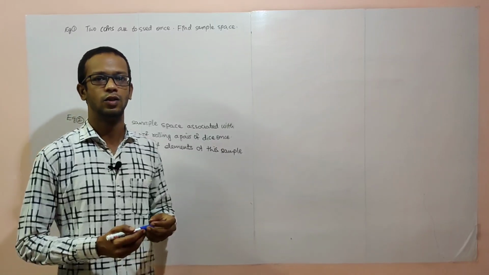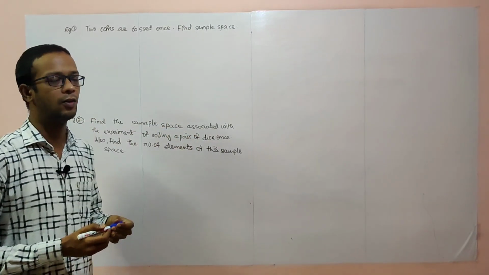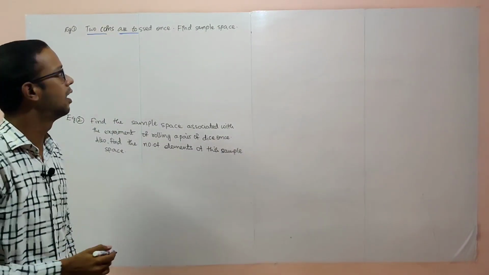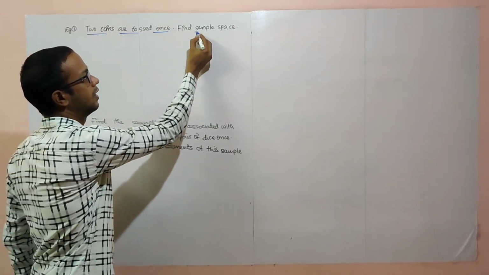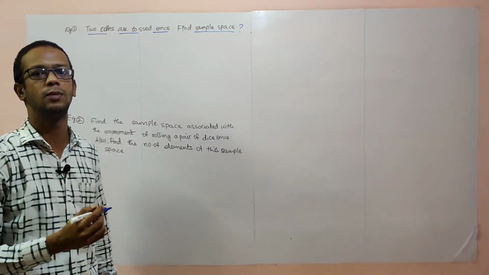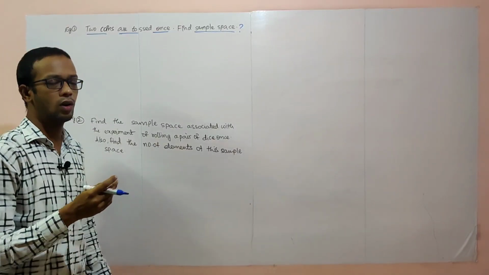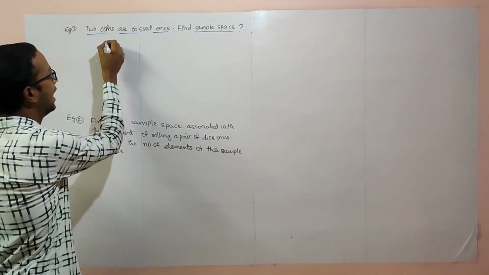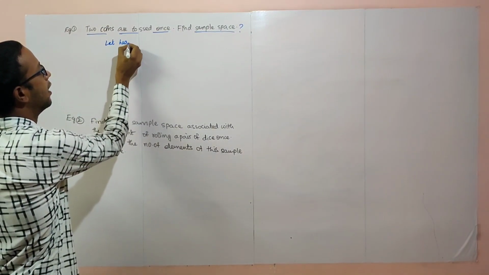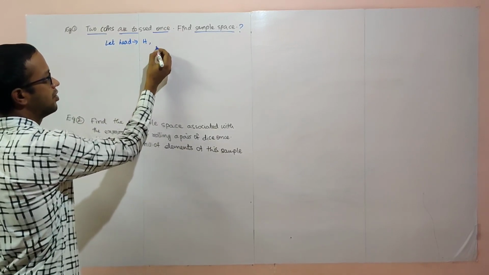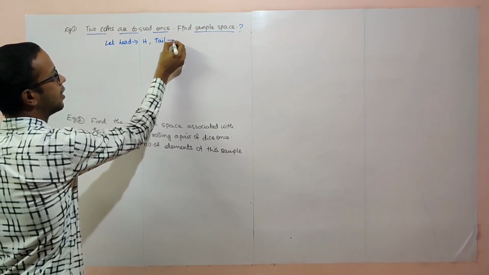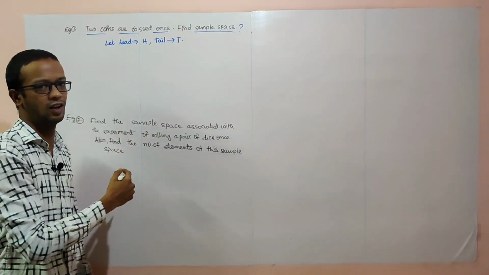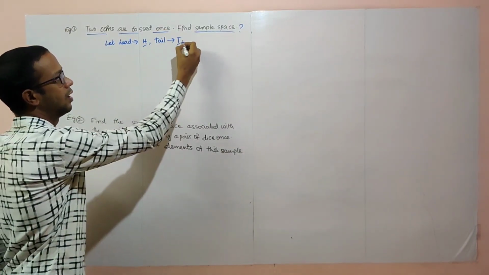So first of all, you see example 1. Two coins are tossed once. Find the sample space. Sample space we have to find. Two coins tossed. Coins tossed means results what you will get: head, tail. So I'll take here, let head, I am denoting with H. Tail, denoting with capital T. Why? Because always writing is very difficult. So that's why H means head, T means tail.